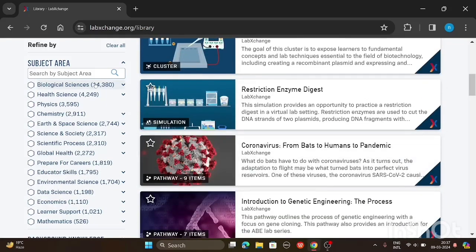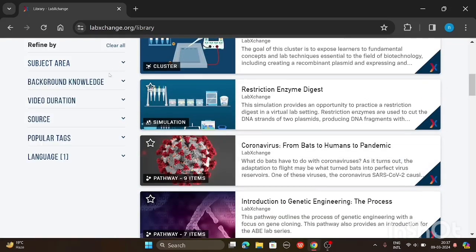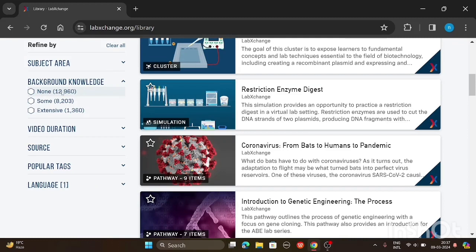And then you can go to background knowledge. For more than 12,000, or about 13,000 pieces of content, you don't need any background knowledge. This is the most basic content. And for some, like 8,000, you need some background knowledge, and for about 1,300 pieces of content, you need extensive background knowledge.